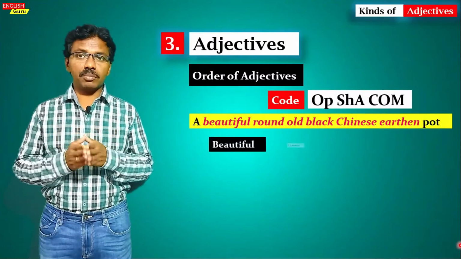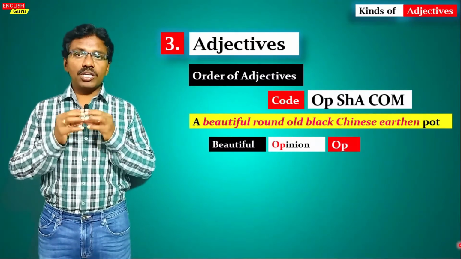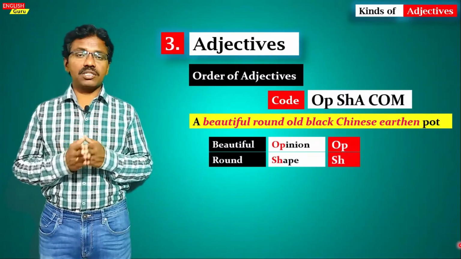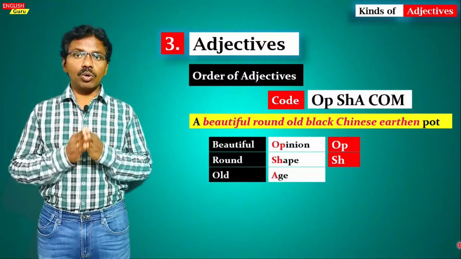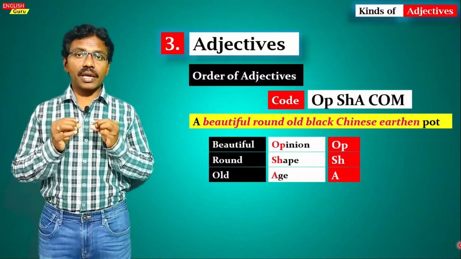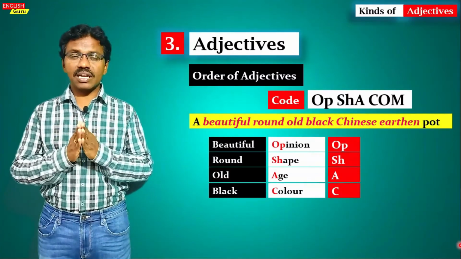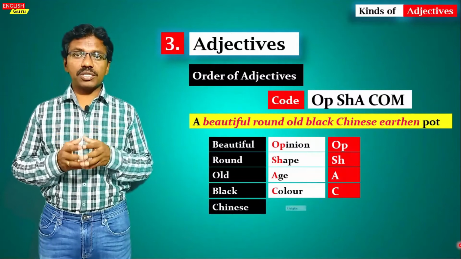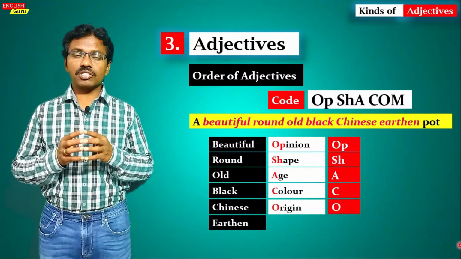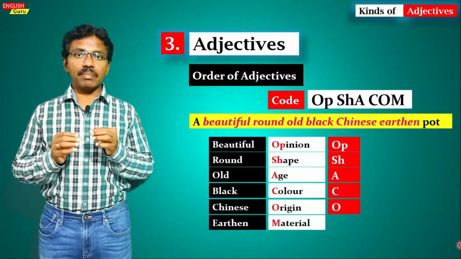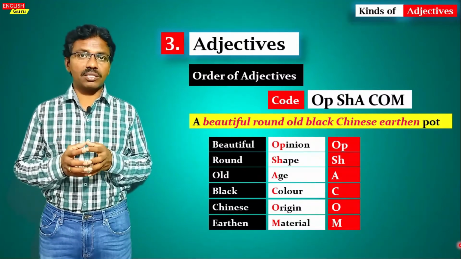And what is beautiful? Beautiful is an opinion. Op means opinion. And what is round? Round is a shape, the shape of this particular pot. And the next one is old. Old is age. A talks about age. Next one is black. Black is a color. So C stands for color. The next one is origin. O stands for origin. That is Chinese. So it's talking about origin. The next one is M. M stands for material. So it's earthen. Earth is a material. So earthen pot.